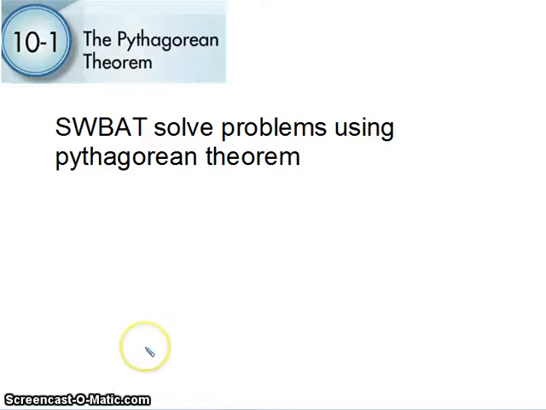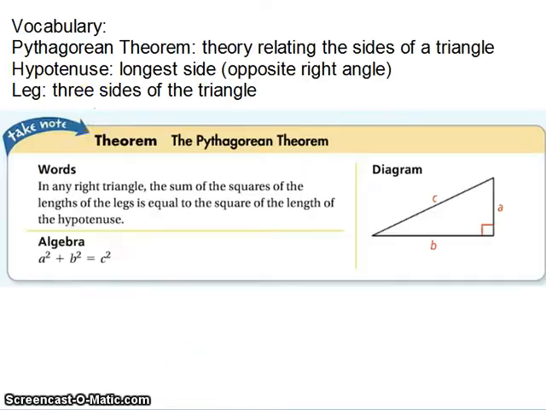Alright, so the beginning of chapter 10 is going to be something that you've done pretty much every year since you were probably 12. Okay, the Pythagorean Theorem. You're going to be able to use and solve problems using the Pythagorean Theorem. So let's get right into it. This is the Pythagorean Theorem.